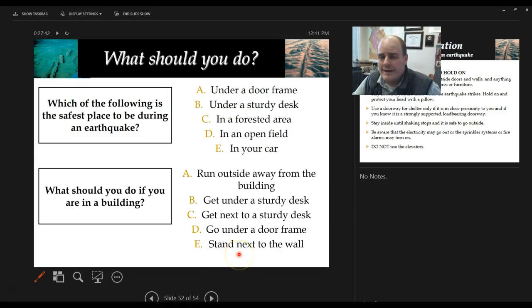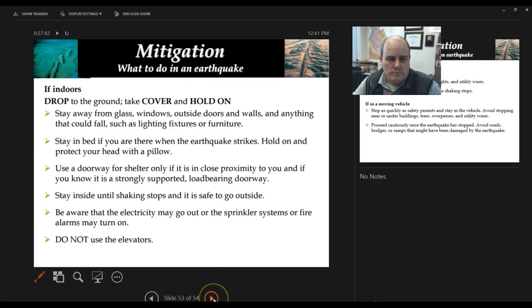Standing next to a wall, it depends on the wall. But I'd almost rather be in the middle of the room than next to the wall, because the wall could fall down on top of you. Okay? So if you're indoors, this is what you should do. Drop to the ground, take cover, and hold on. Stay away from glass, windows, outside doors and walls, and anything that could fall on you, like lighting fixtures or furniture.